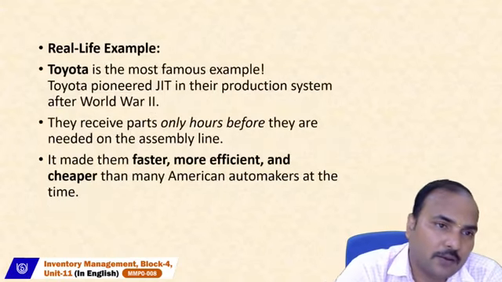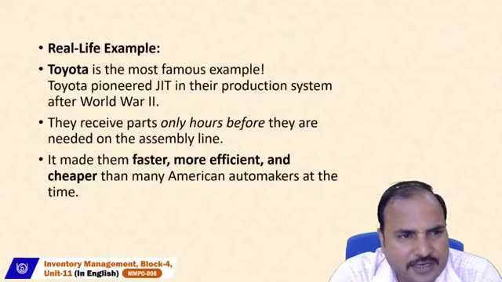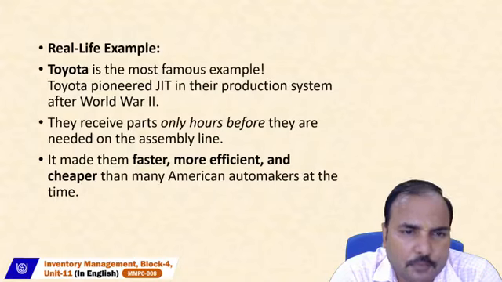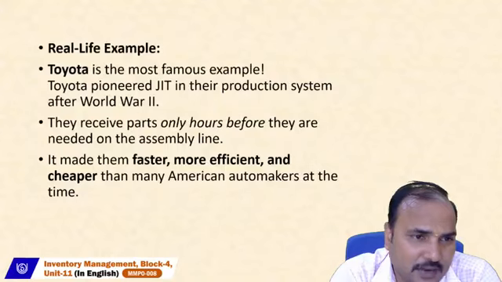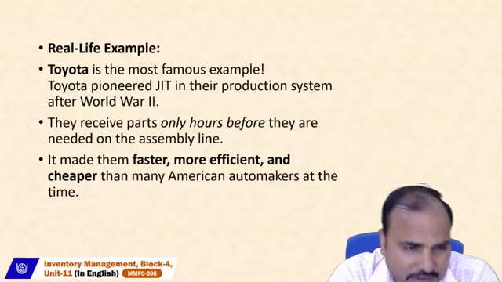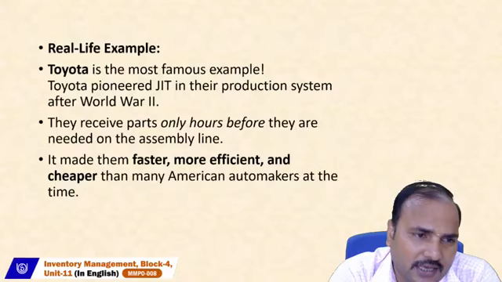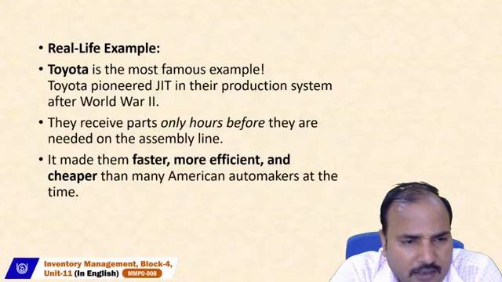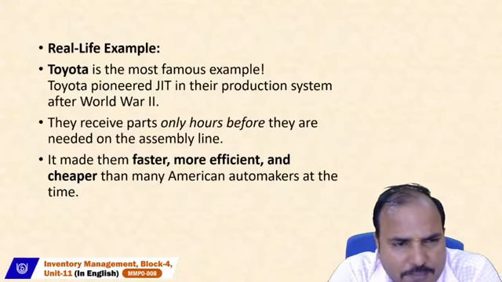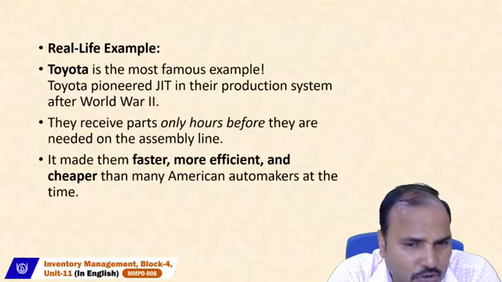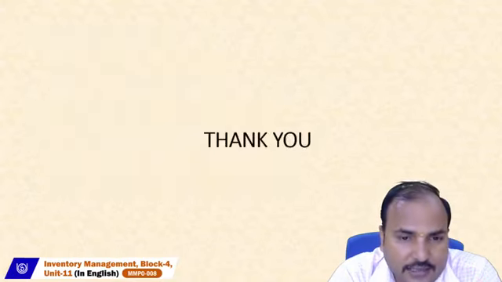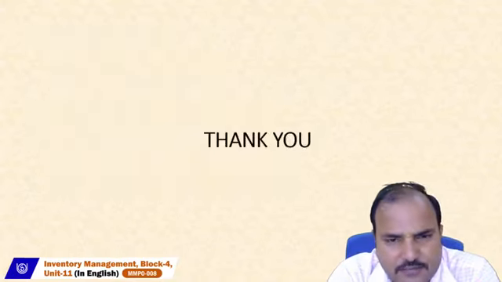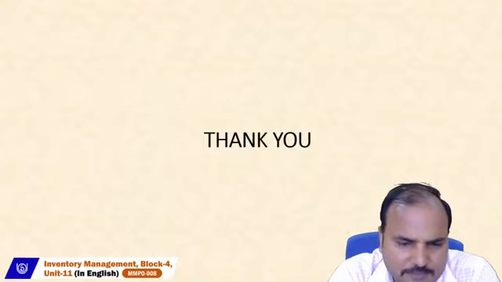Here, one of the real life examples I am explaining is Toyota. It is the most famous example, and it pioneered just-in-time in its production system after World War II. They receive the parts only hours before they are needed on the assembly line. It became faster, more efficient, and cheaper than many American automakers at that particular time. And this was our point of discussion about inventory management.